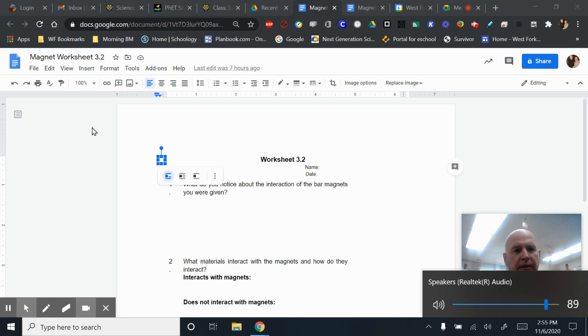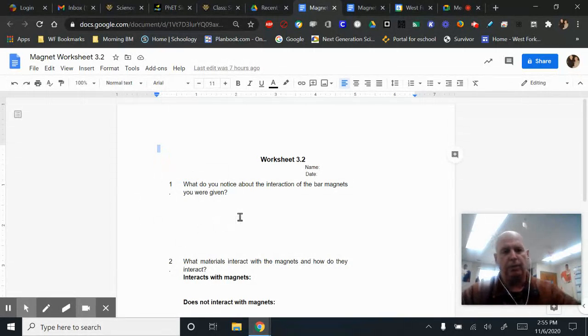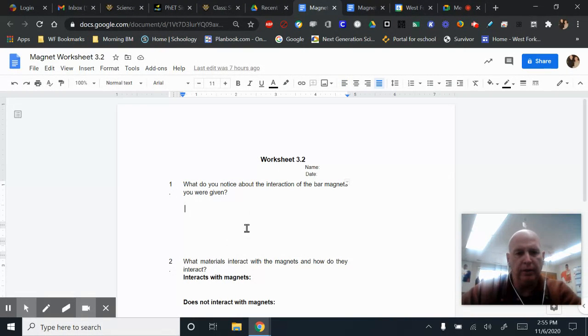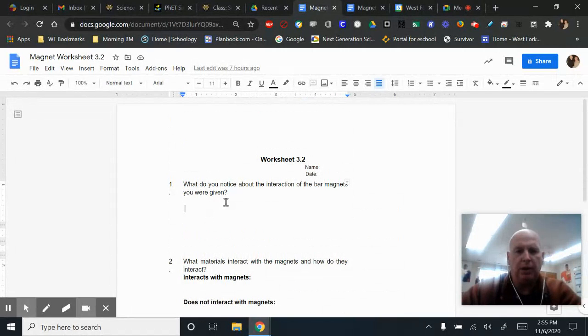So this is Magnets Worksheet 3.2. It's for assignment 3.2. It is very simple. Most of us have interacted with magnets before, and it should be easy to answer these without the use of a magnet. So I pulled this worksheet up here, and we're going to go through the three questions. So what do you notice about the interaction of a bar magnet that you were given?